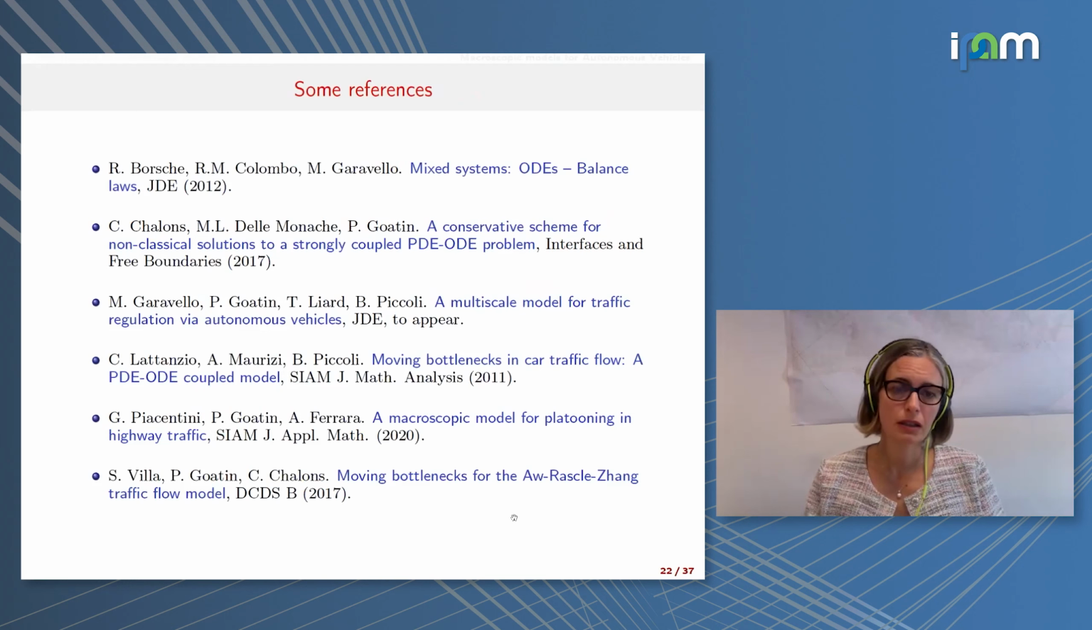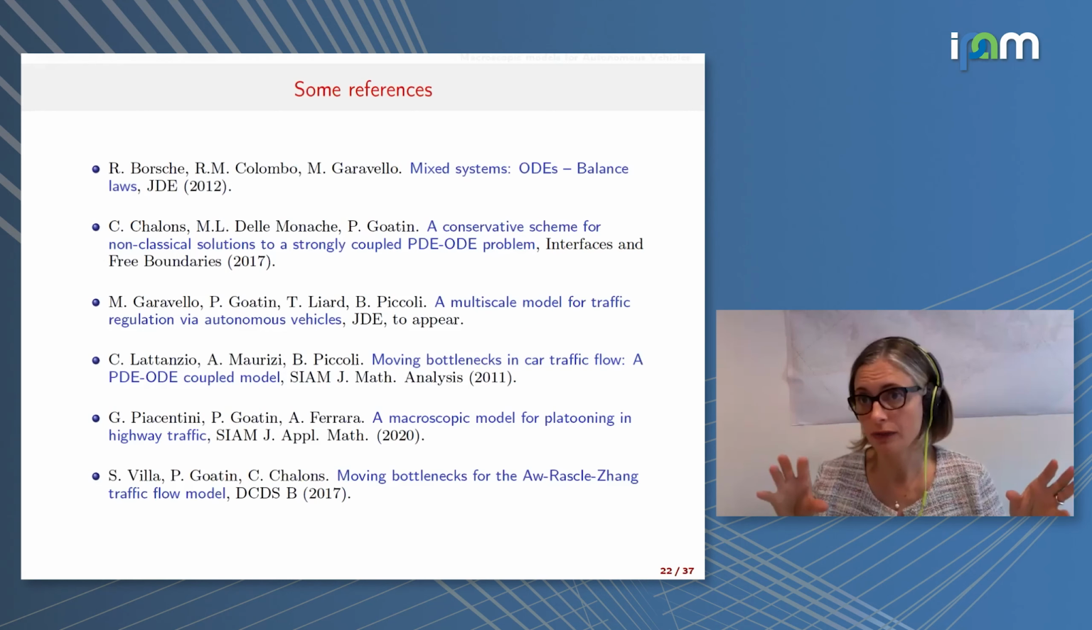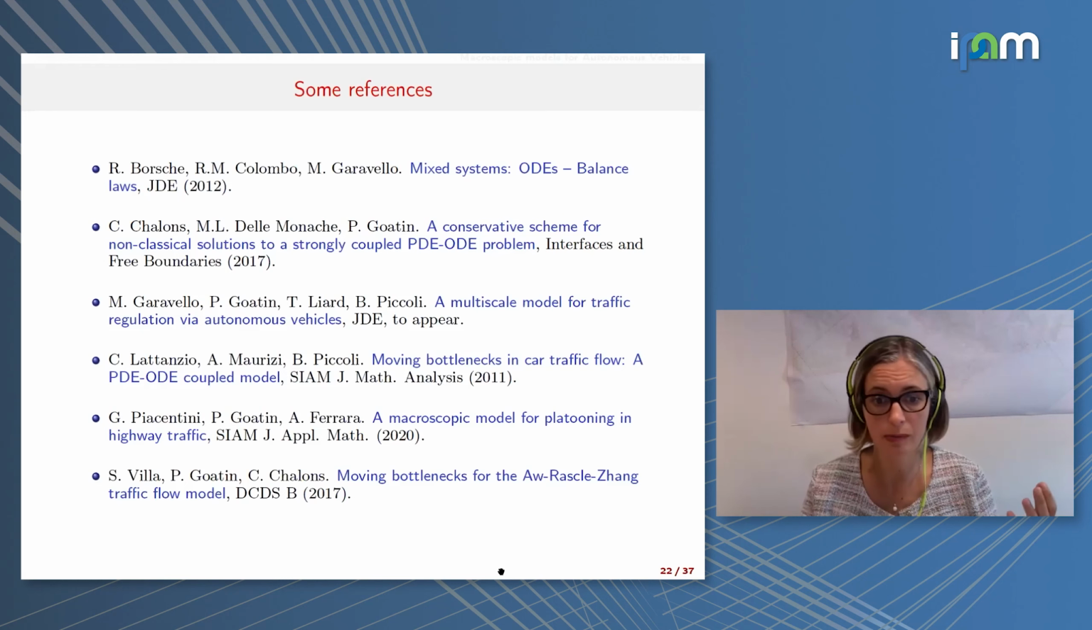Okay, so here I put some references related to this kind of approach. You can construct a more sophisticated model using second-order models. Instead of the LWR model for the traffic, you can put the Aw-Rascle model, for example, as we did in this paper, or as is done in this other paper.